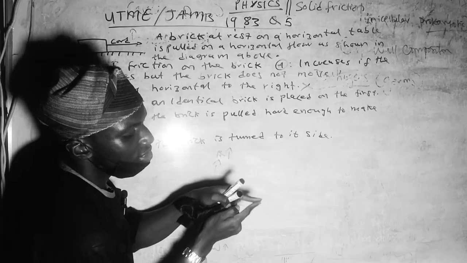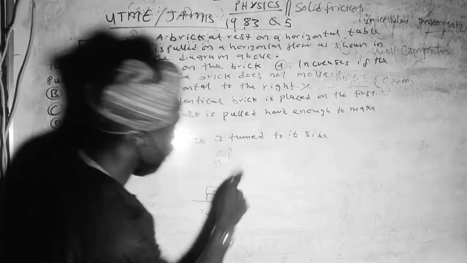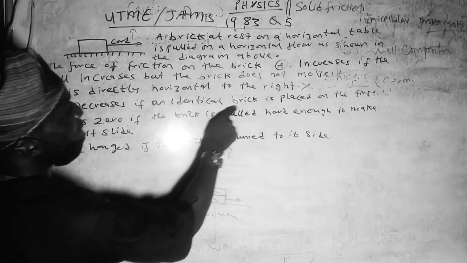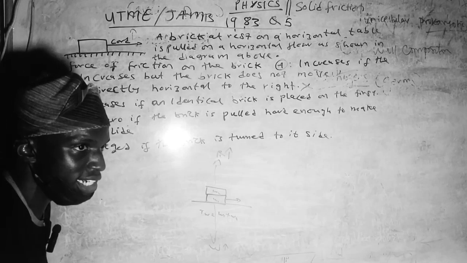But if they are not too close, they are just touching slightly, the friction will not be much. But if they are touching very well, there will be higher friction. So they now said the friction decreases if the identical brick is placed on the first. They now said the friction will decrease. No, friction will not decrease.